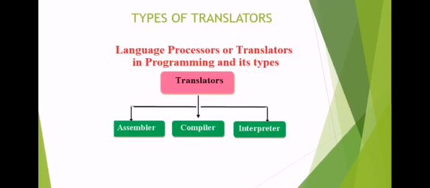There are three types of translators. The first one assembler, then compiler, and third one is interpreter. As we have studied in the part 1, assembler is a translator program which converts the assembly language into machine language. We will discuss once again in the next slide.